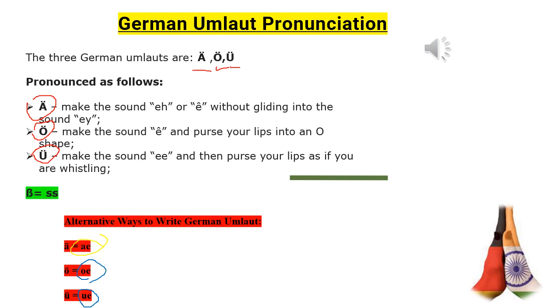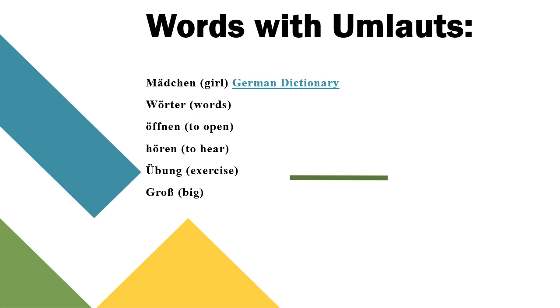Now let me proceed to the last slides. Some of the words where umlauts have been used, you can see here, like Mädchen. Okay, Mädchen. You can see the a umlaut is there. Mädchen means girl, right?